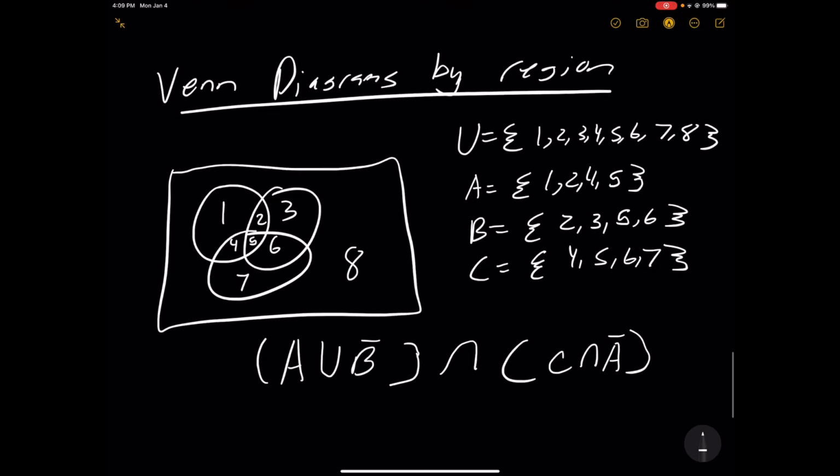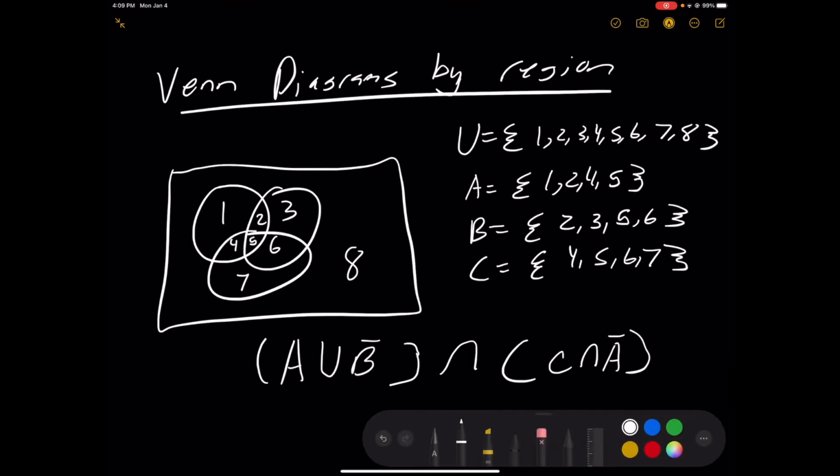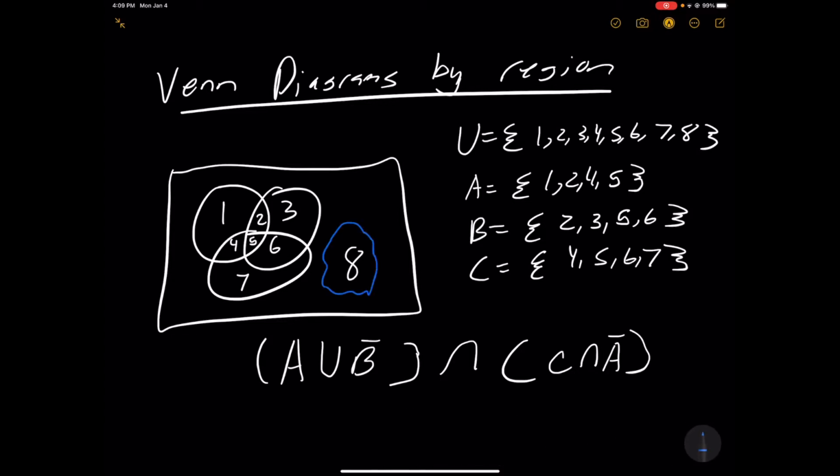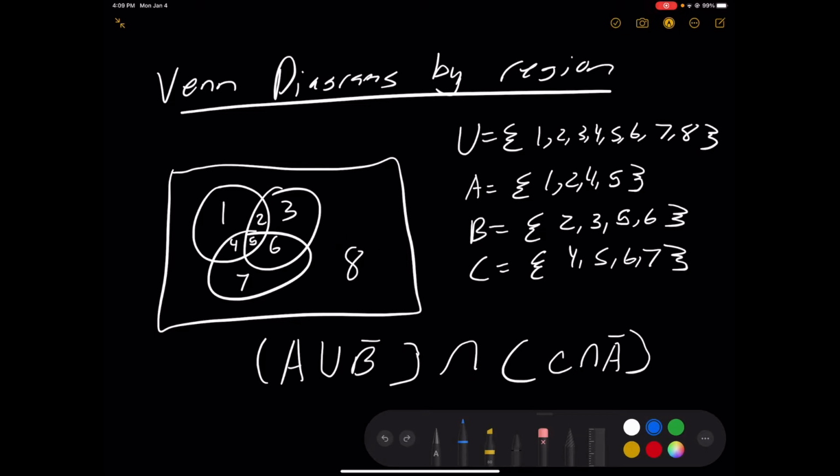So here is a Venn diagram set up by region. You'll see each region has its own number, including the set outside of the three given sets, which is given the number 8. So we have that the universal set is 1, 2, 3, 4, 5, 6, 7, 8, all 8 regions. A is equal to 1, 2, 4, and 5. B is equal to 2, 3, 5, and 6. And C is equal to 4, 5, 6, and 7.